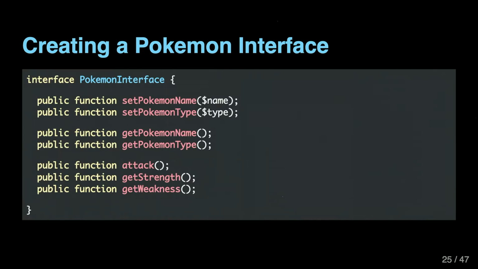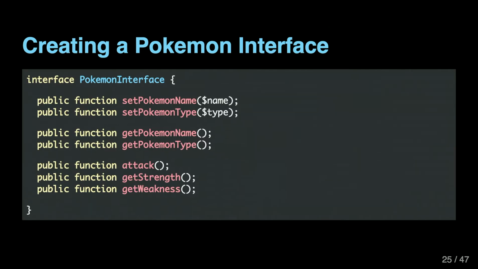So this is an example of our Pokemon interface. I put some getters and setters in there, and also our attack function. Generally, interfaces are cool because you can put all of these function calls in them, and then when you implement them, you can put in all the body, and that gives you a lot of flexibility.